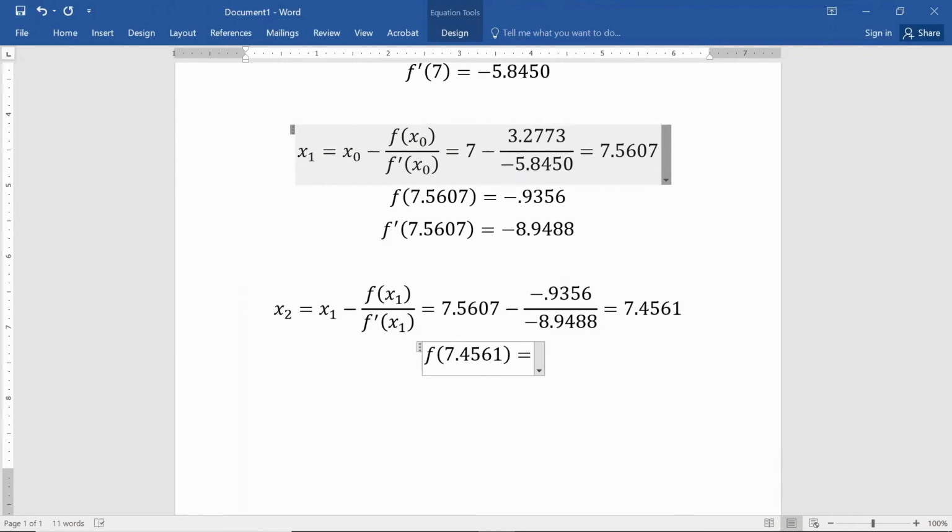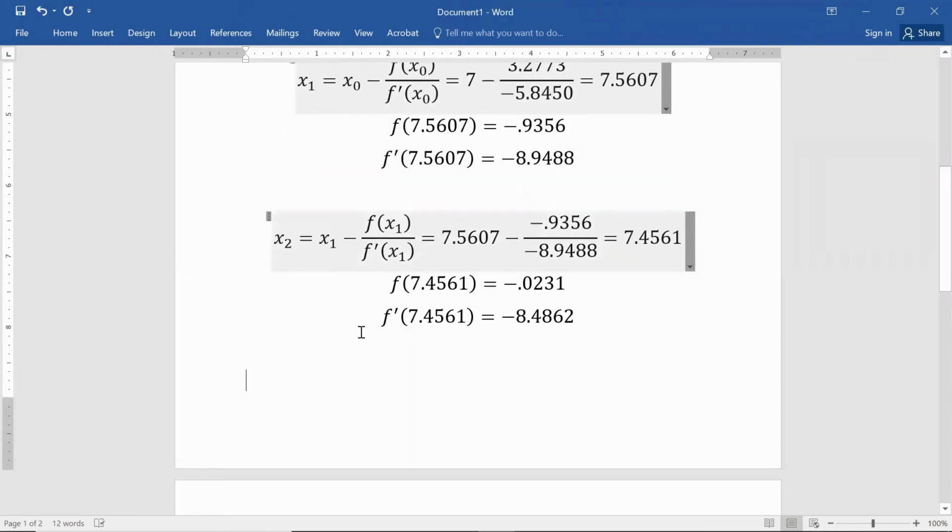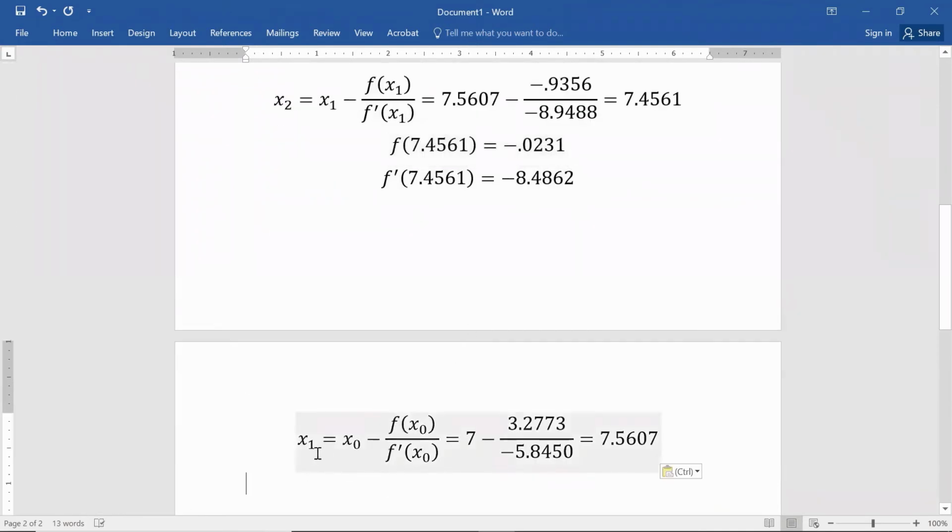When I plug that into my function, I get negative 0.0231 when I round to 4 decimal places. When I plug that into my derivative, I end up with negative 8.4862. Let's go ahead and do another iteration, although we can see we're getting closer to 0. So let's find our third iteration.